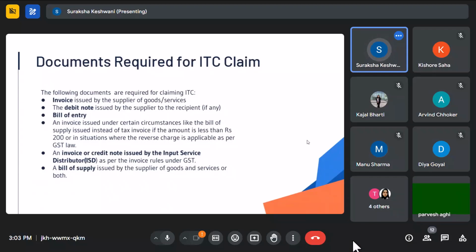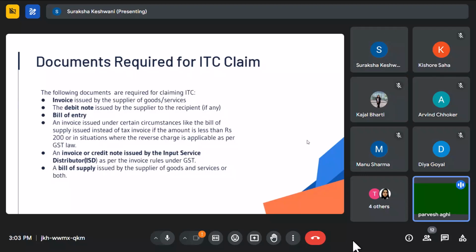Sir, I read this concept, so basically the ITC is being claimed on the goods, I think so. I'm not able to recall. There was a term. I'm not able to recall that. Input service distributors. Invoice or credit note issued by the input service distributor.